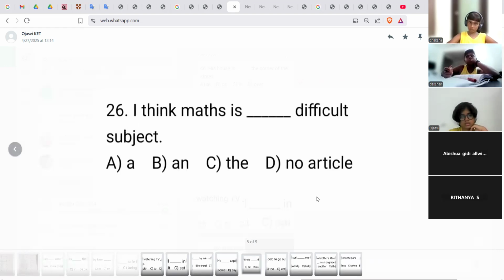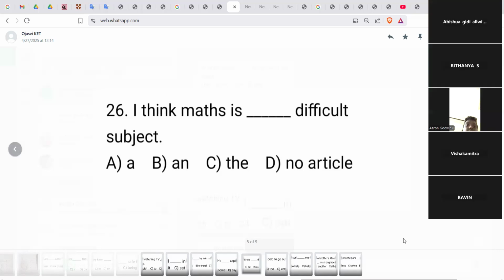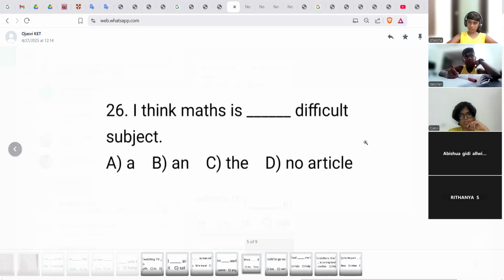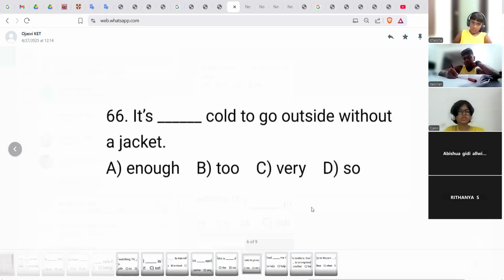Yeah, this is straightforward. Maths is one of the subjects. I think maths is a difficult subject. Yeah, maths is a difficult subject. You can go with that. You don't have to go with no article. I think maths is a difficult subject. Yes, maths is one of the subjects. There are many subjects which could be difficult, but it can also be that.